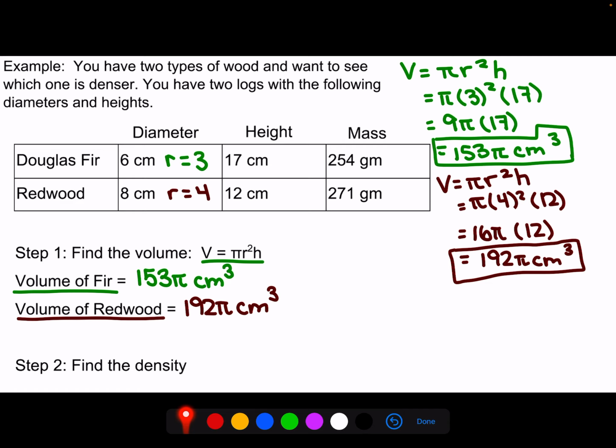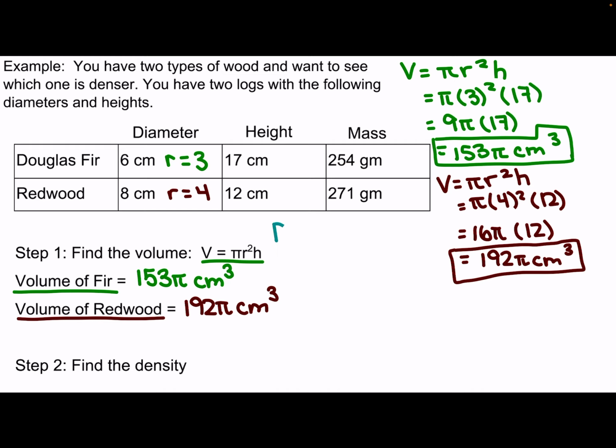Now that we have the volumes, we should be able to solve for the density, because density is equal to mass over volume. Starting with the Douglas fir, to find that density, we're going to use 254 divided by 153 pi.